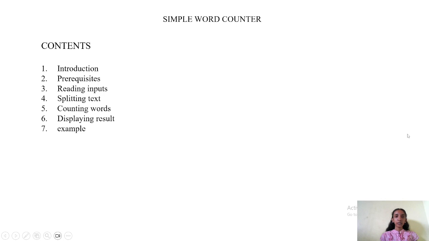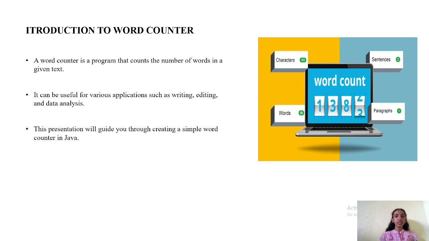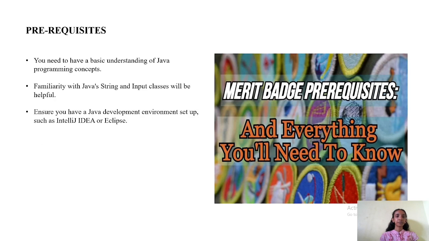So let's look into the content. Introduction. Prerequisite is reading input, splitting text, counting words, display result, example based on a simple word counter. So firstly, let us discuss the introduction to word counter. A word counter is a program that counts the number of words in a given text. It can be useful for various applications such as writing, editing and data analysis. This presentation will guide you through creating a simple word counter in Java.